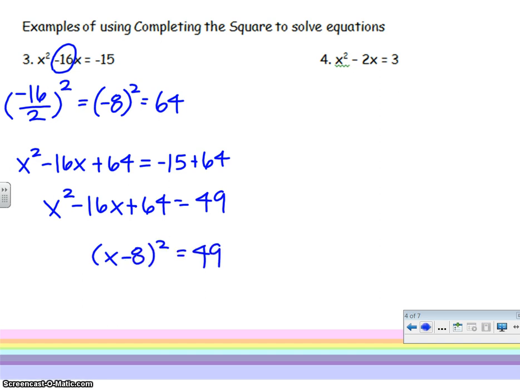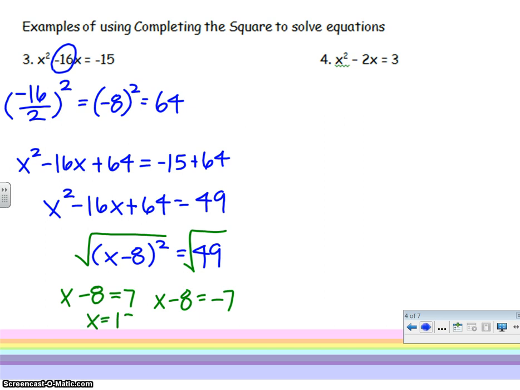When we look at this problem, this is just like what we did last time. So everything from here to the rest of this problem is going to be what we were doing during our last section. So we square root both sides. And we, of course, remember to write our two equations. X minus 8 equals 7, and x minus 8 equals negative 7. We solve those equations, and we get that our two solutions are going to be 15 and positive 1.